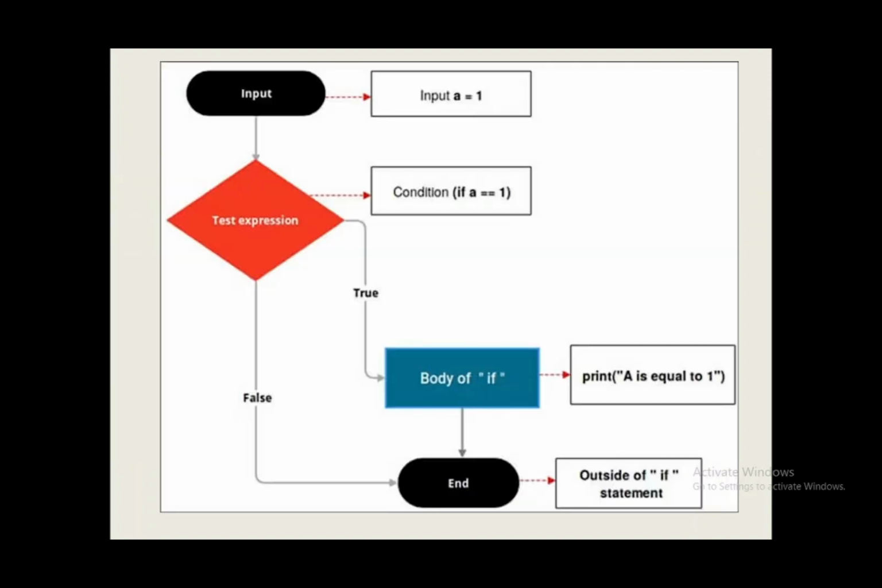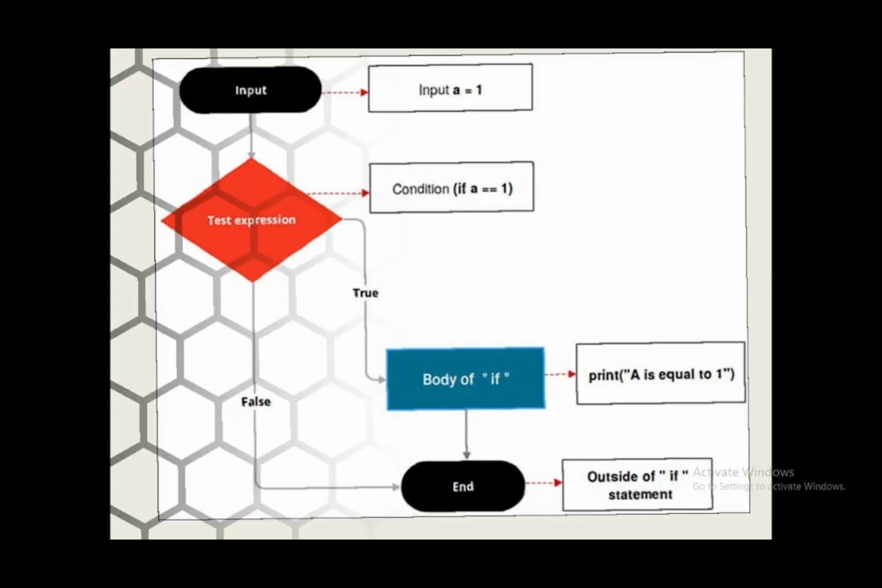Here you can see the input is a equals 1, and the test expression is the condition: if a is equal to 1. If it is true, the body of the if will run and print a is equal to 1. But if it is false, then it will move to the line outside of the if statement. If the condition is true, then it will execute the code. But if the condition is not true, then it will move to the next line of code.